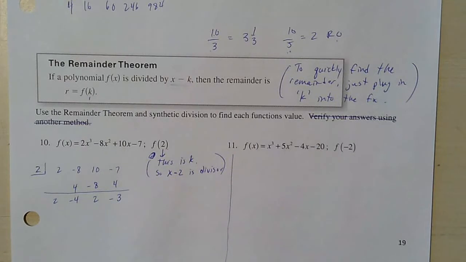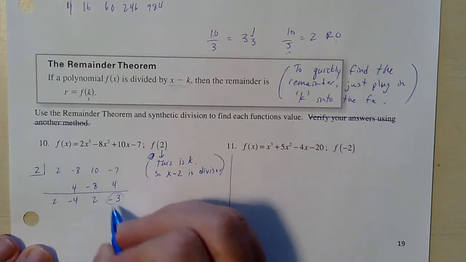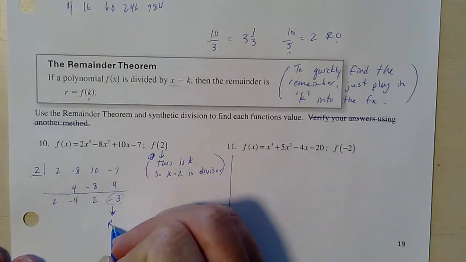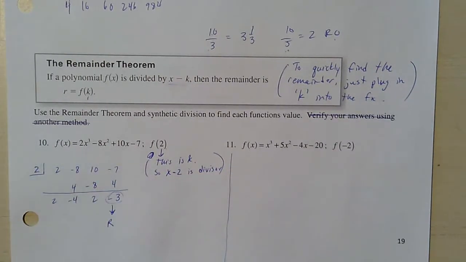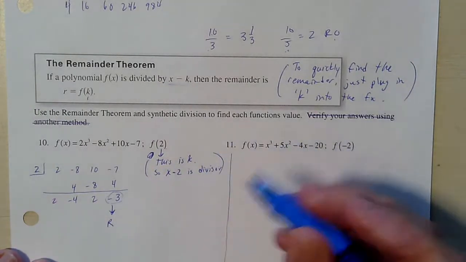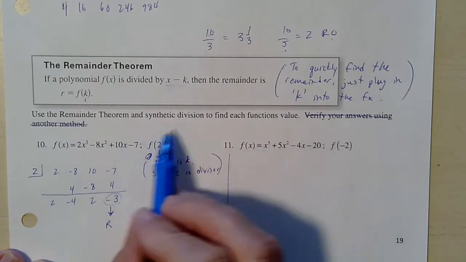Okay, so we get -3. This is our remainder, right? Okay, so we know how to find the remainder like that from the last lesson. So here's how we do the remainder theorem. There's two parts to this, right?